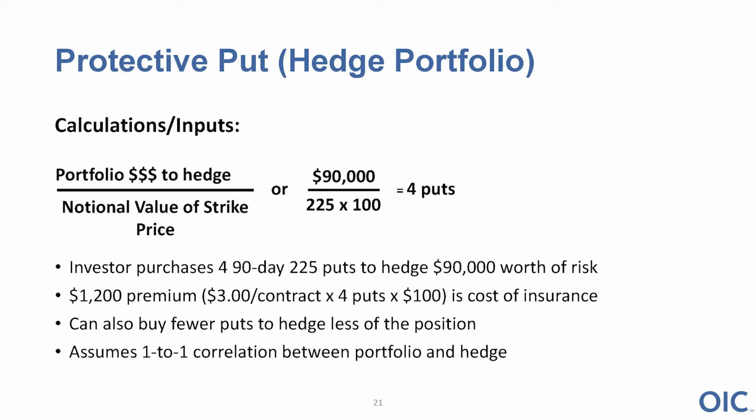And once again, you also have to assume a correlation of 1-to-1 between the portfolio and the hedge. So it does you no good if you buy 4 puts in a biotech index if your portfolio mimics the S&P 500. So once again, you want to pick an ETF or index that mimics the value or the beta of your portfolio.